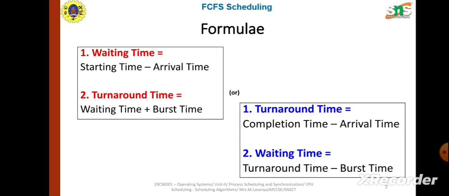The formula used is turnaround time equals completion time minus arrival time, and waiting time equals turnaround time minus burst time. The next example is done using the first method. I am using the formula waiting time equals starting time minus arrival time, and for turnaround time, I will add the burst time to that waiting time. So method 1 is the formula I am going to use in today's example. Okay, let's see about it.